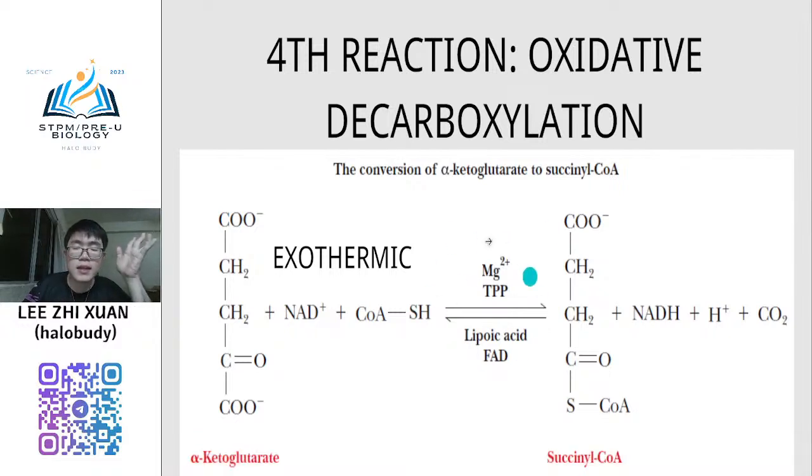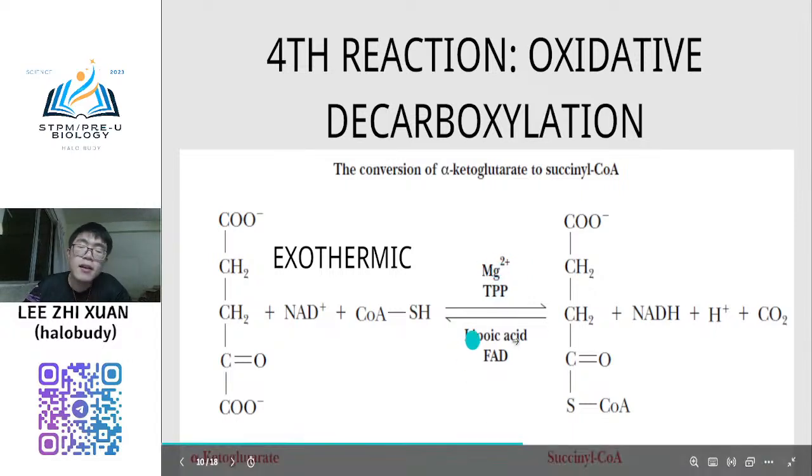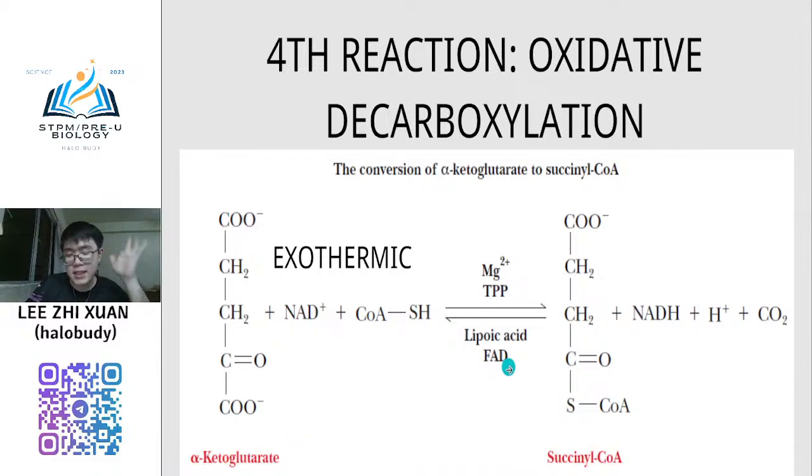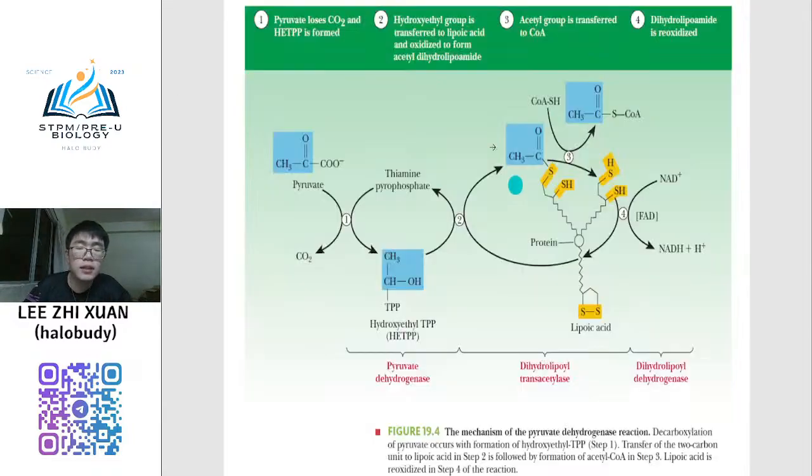So if you see here the materials that are required, it requires magnesium ion, TPP again, lipoic acid, FAD again. So this reaction is actually totally the same as the link reaction that you learned, just that the pyruvate is changed to alpha ketoglutarate only. But you don't need to expand it. If you want to expand, fine, you can, but for now, you don't need to expand it.